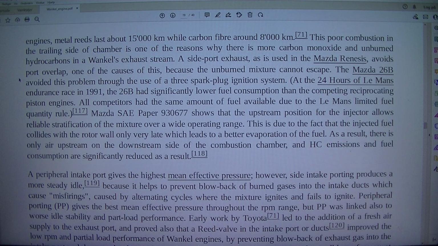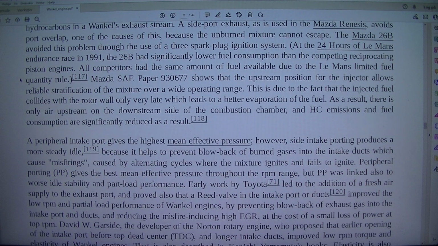The Mazda 26 avoided this problem through the use of a 3-spark plug ignition system. At the 24 Hours of Le Mans endurance race in 1991, the 26B had significantly lower fuel consumption than the competing reciprocating piston engines. All competitors had the same amount of fuel available due to the Le Mans limited fuel quantity rule.